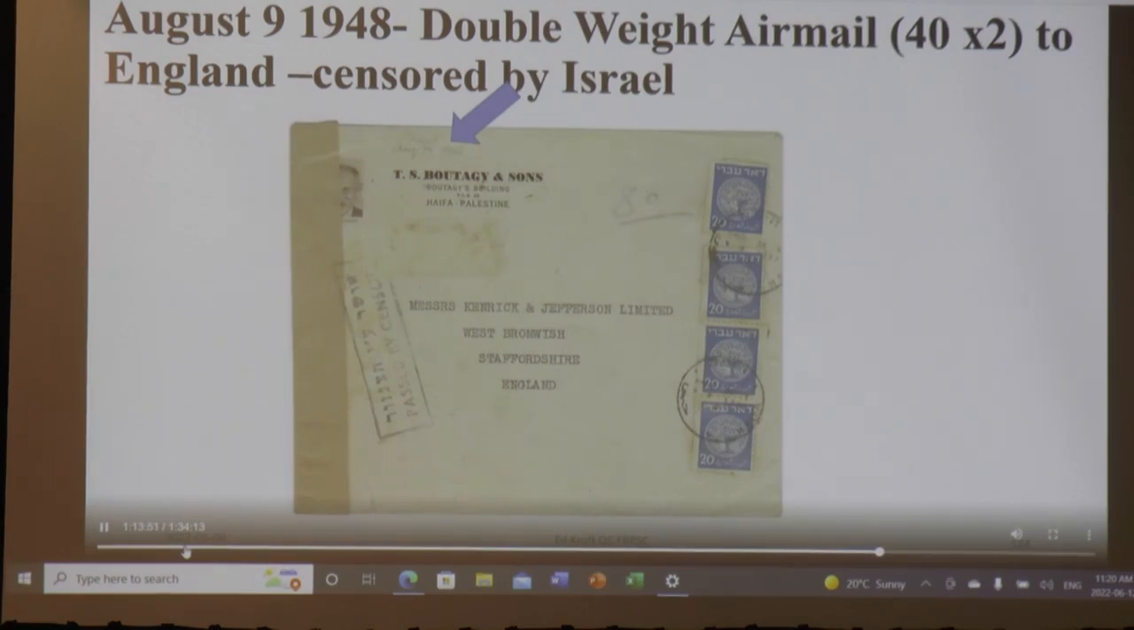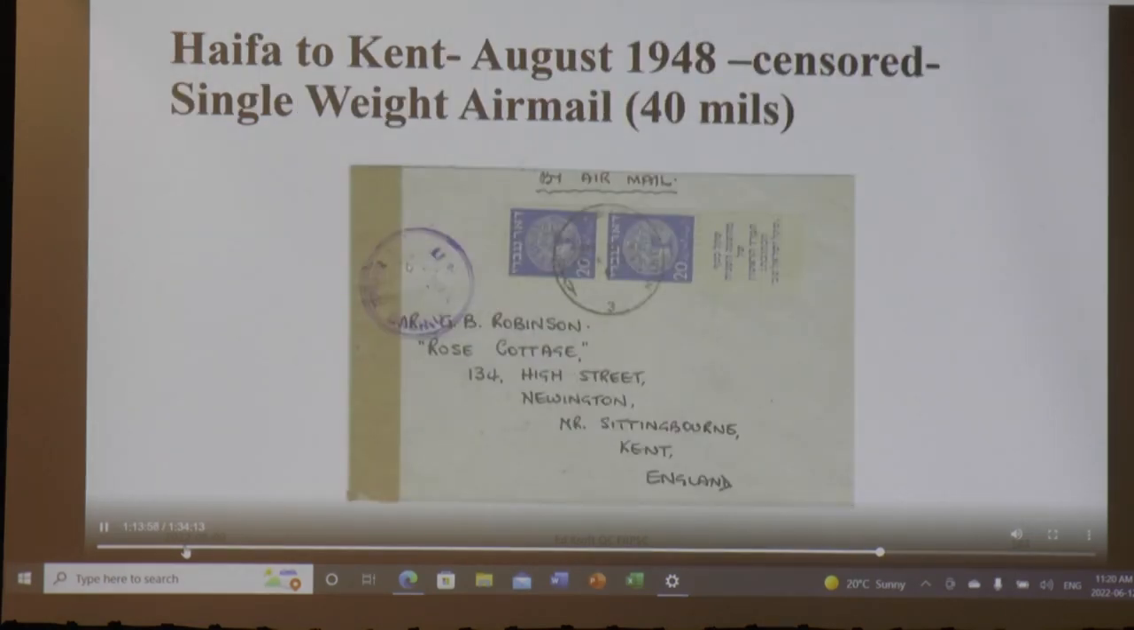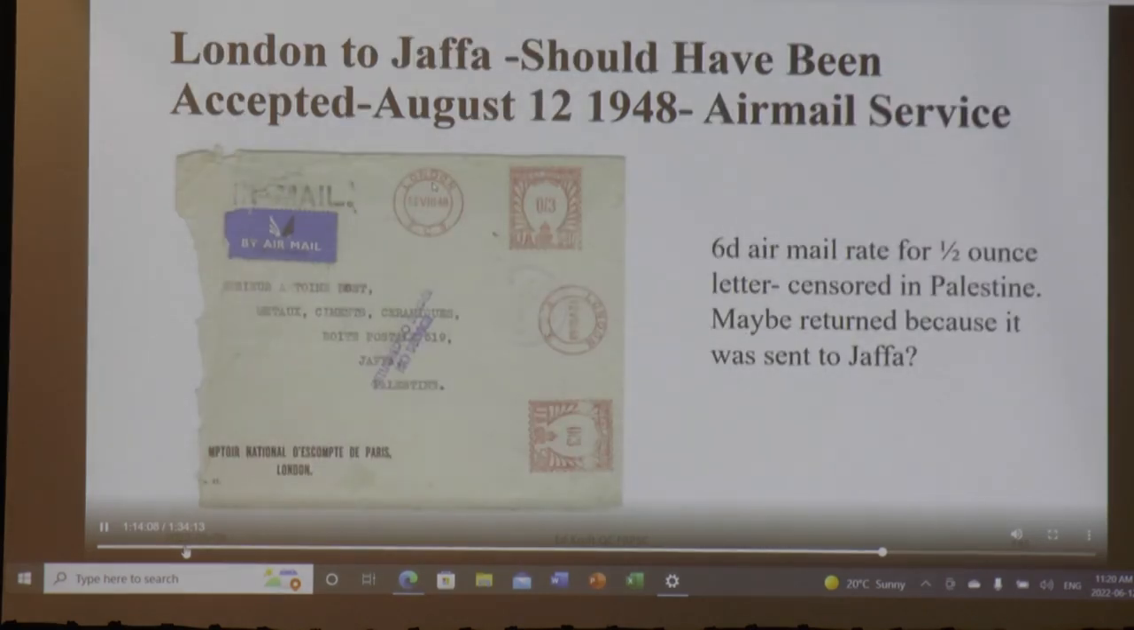Here's double weight mail, 2 times weight going to England, commercial mail, and it's censored, as you'll see. And then there's single weight mail going by airmail. There's a beautiful tab on one of the Israel stamps. There's the censorship marking from Israel, censorship tape over on the side.